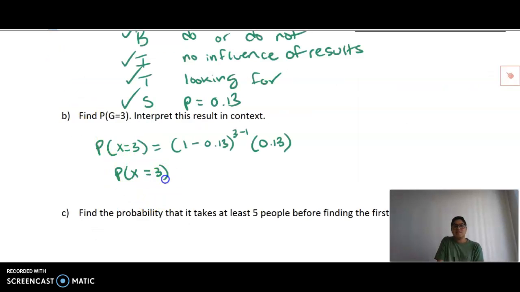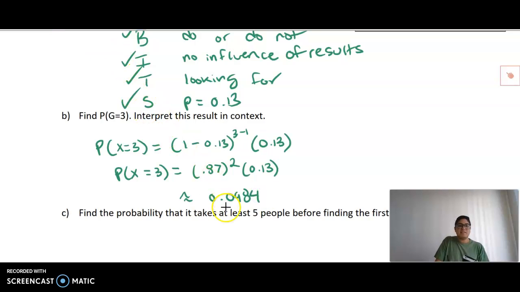And let's rewrite it this way. P of X equals 3 means I find my first success on the third person, meaning that the first two trials were failures, and the third trial is a success. This is just successive independent events, so nothing too snazzy here. So I'm going to take 0.87 squared times 0.13. We're going to get a value of approximately 0.0984 for the probability that it takes exactly 3 people to find our first success.